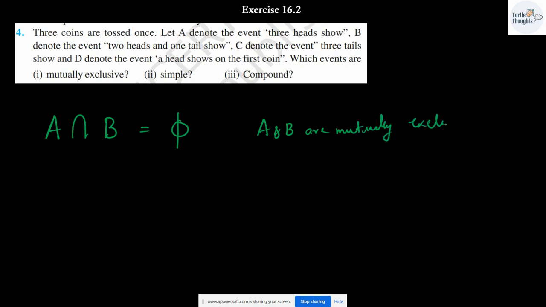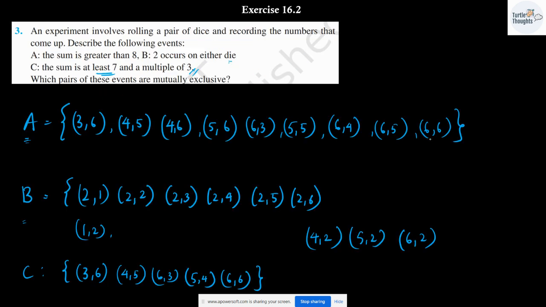Mutually exclusive. Next, I can write here itself, A intersection B is phi, so A and B are mutually exclusive. Next, B and C. Let me consider B intersection C. There are no common elements in B and C again. So I can tell B and C are again mutually exclusive events.